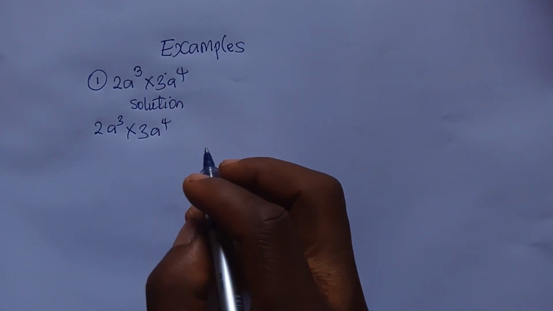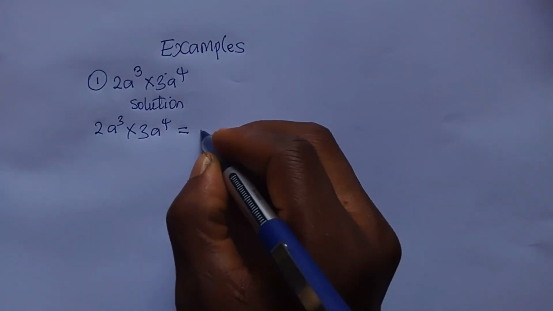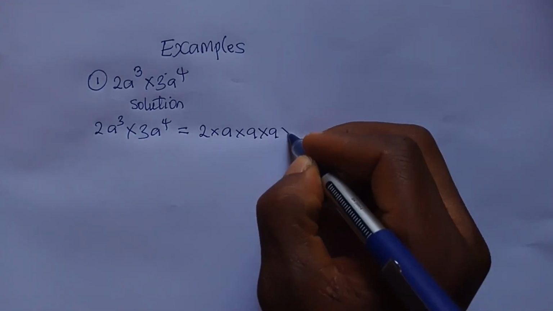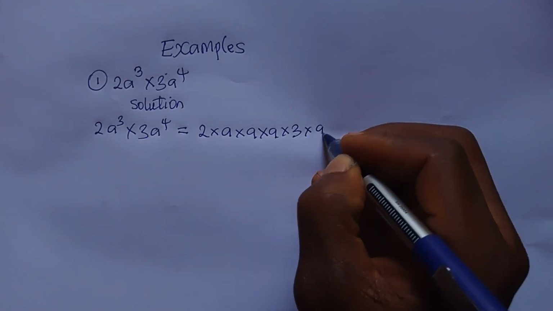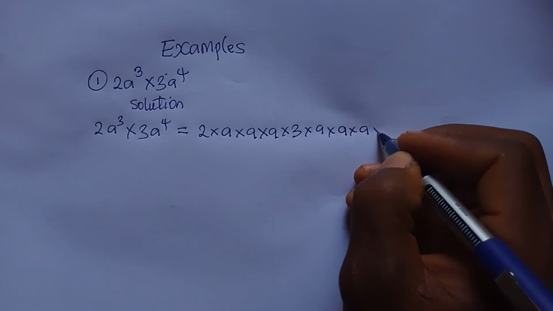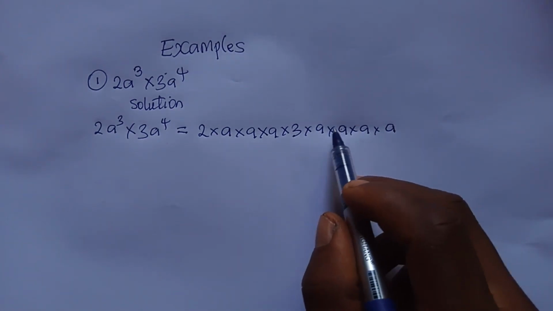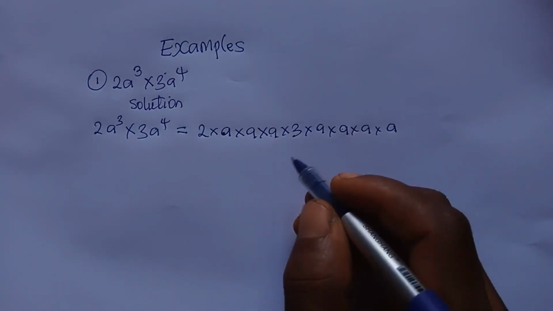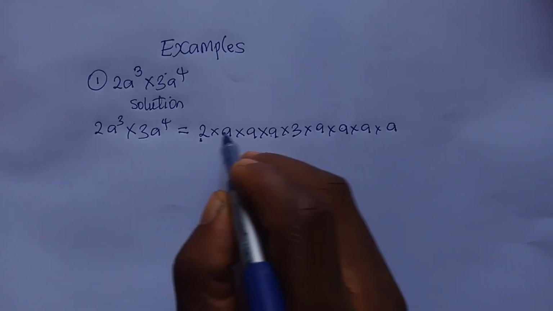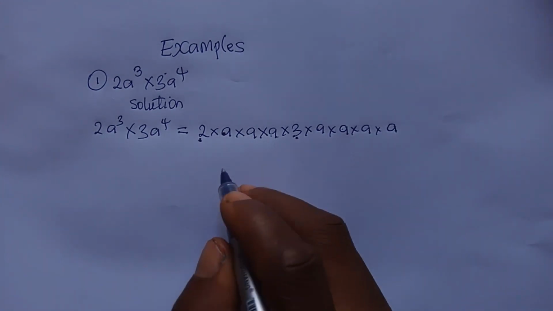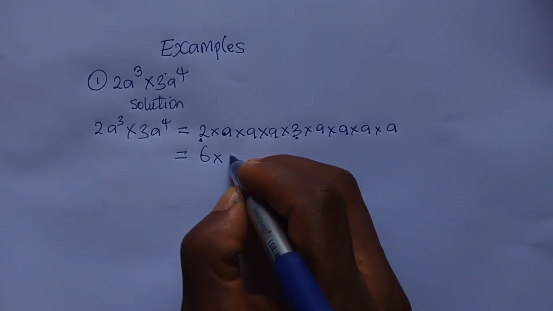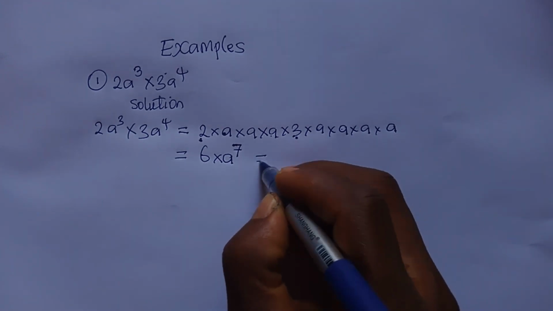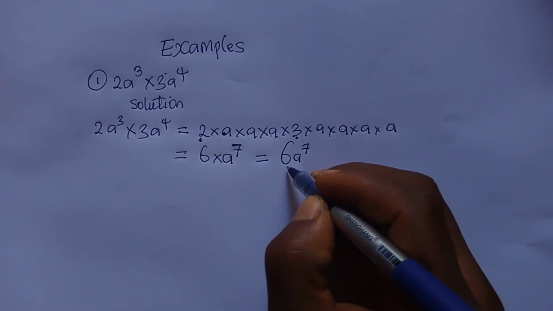You can all agree with me that this is the same thing as saying 2 multiplied by a multiplied by a multiplied by a multiplied by 3 multiplied by a multiplied by a multiplied by a and multiplied by a. So we have 1, 2, 3, 4, 5, 6, 7 a's. So you can simply collect like terms: 2 and 3 are the same, and 2 multiplied by 3 is 6. That is 6 multiplied by a. The a is 7, so it's a raised to power 7. That will give you 6a raised to power 7.